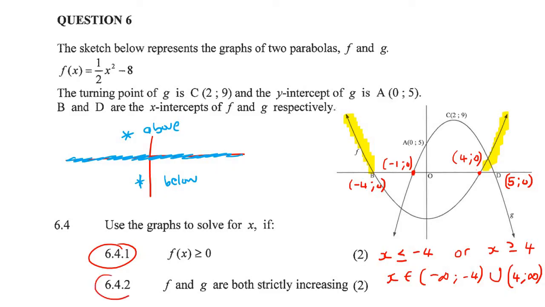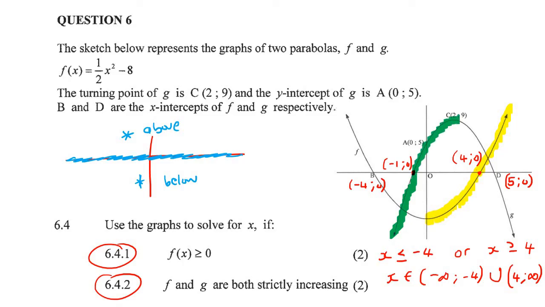Now for 6.4.2, it says, where are the graphs f and g strictly increasing? Okay, so what does increasing mean? Well, increasing is when the graph is going up, if you look from left to right. So this area here, that is not increasing. That is going downhill. Can you see that? So where are both of the graphs going uphill? Well, let's find out where one of them is going uphill. Where is f going up? F is going up here. Okay, that's where f is increasing. And then where is g increasing? Well, g is increasing over here. See, it's going up, up, up to there.